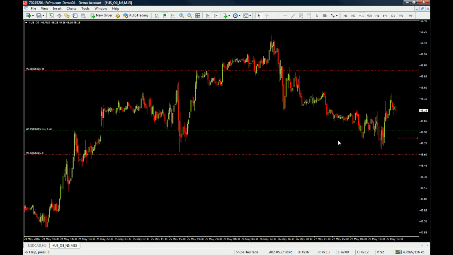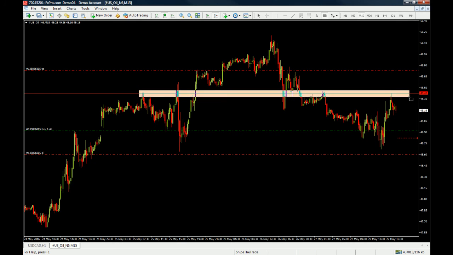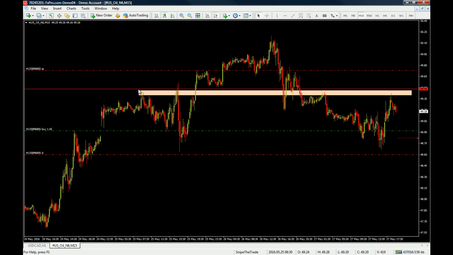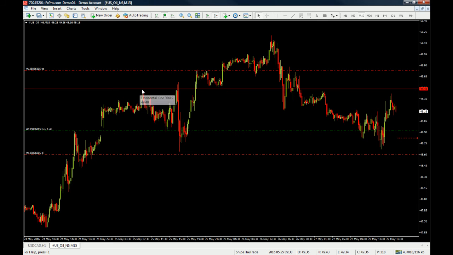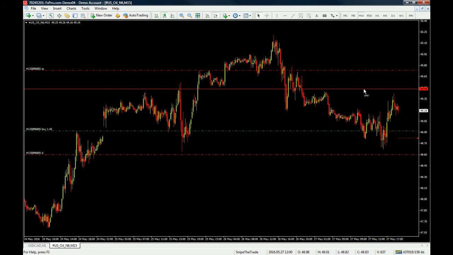So where are we going to take partial profits? Well, that's easy. We are going to use market structure, okay? And as you can see right here, we have a heavily tested area as resistance in the past. We have tested it here. Let me just go test by test on this resistance zone. We have tested it here.